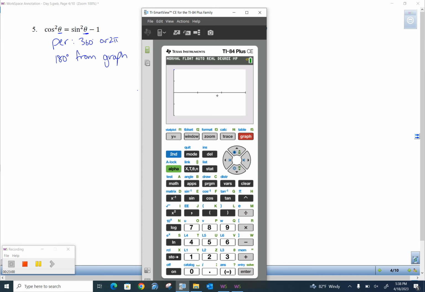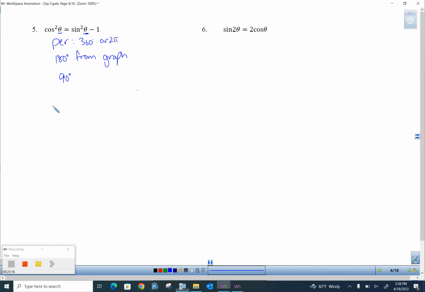And it looks like it's right at the halfway point. So I'm just going to trace, and it looks like right at 90 is the case. And so then that would look like pi over 2. And my period from the graph was 180. So I'm going to say plus pi n, where n is an integer.